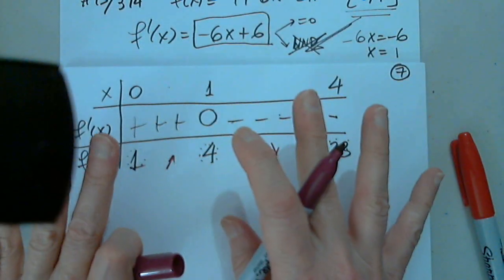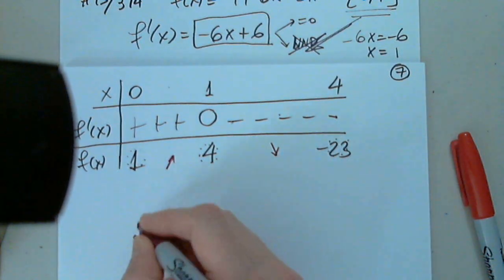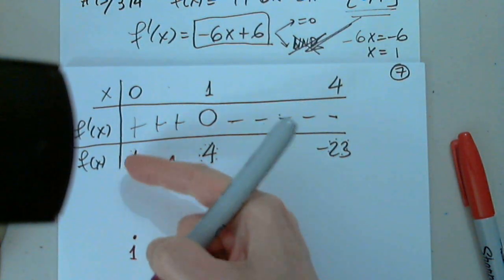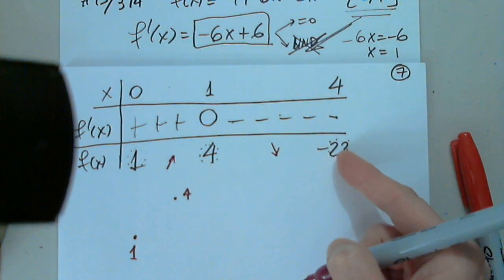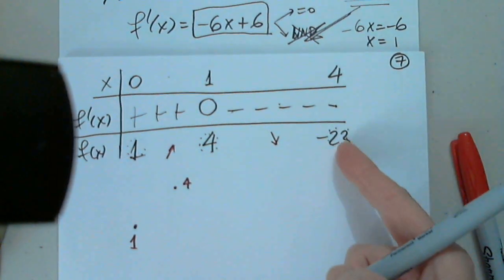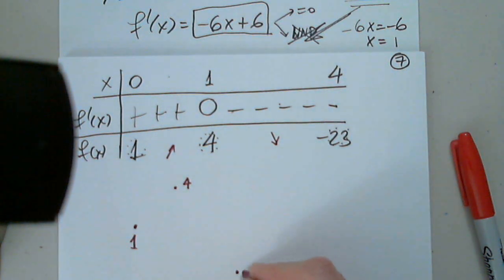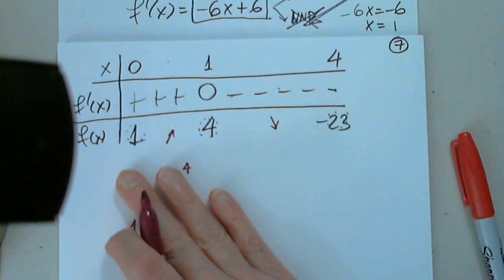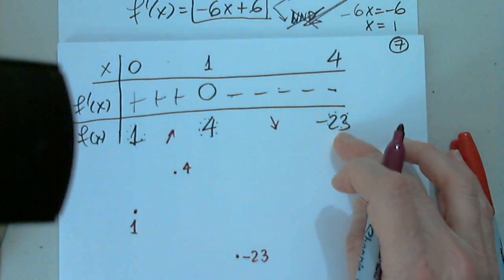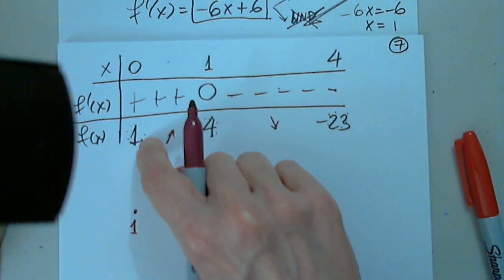So we are not graphing the function. Here's what I'm saying. It starts at a height of 1. It goes up to a height of 4. And it comes down. These are all y values. It comes down to a height of negative 23. We're not graphing the function. We're just looking at these values. What type of point is 0, 1?